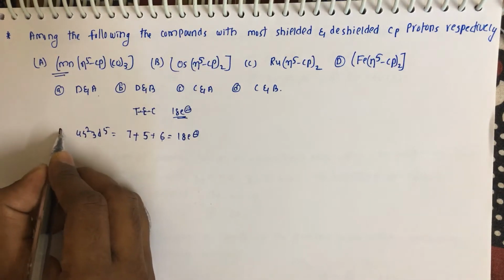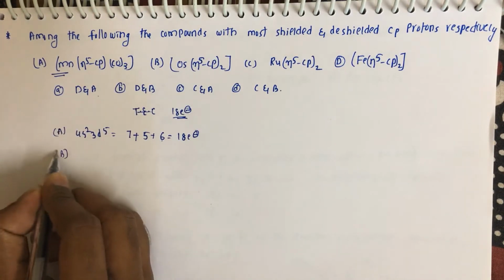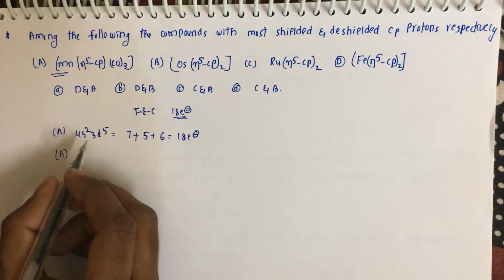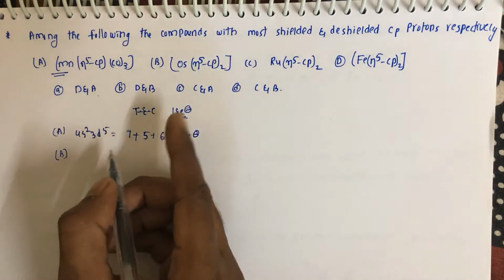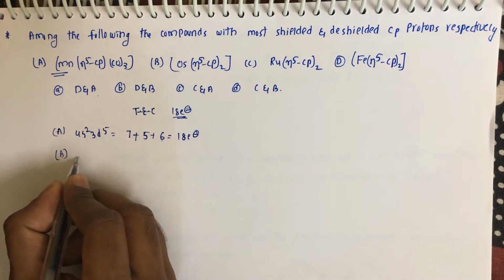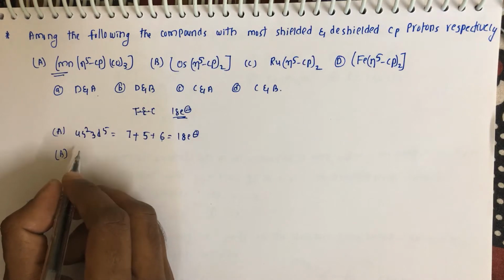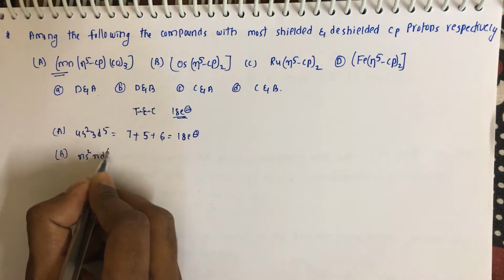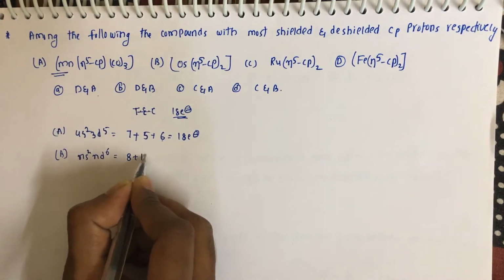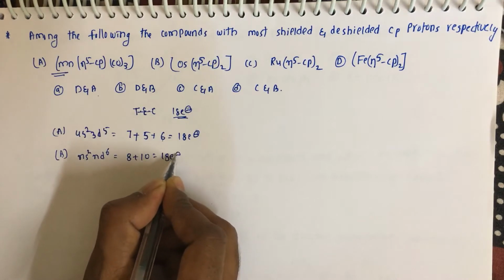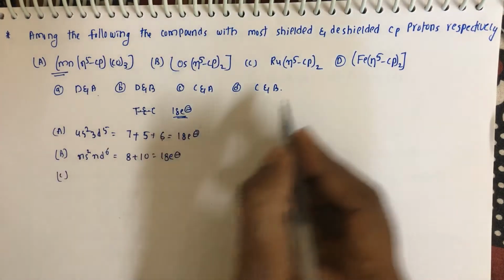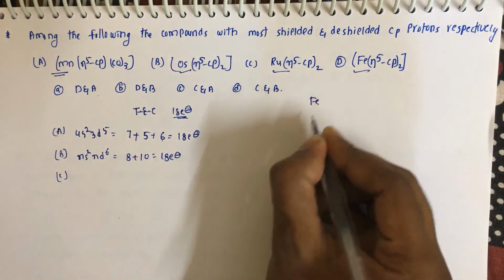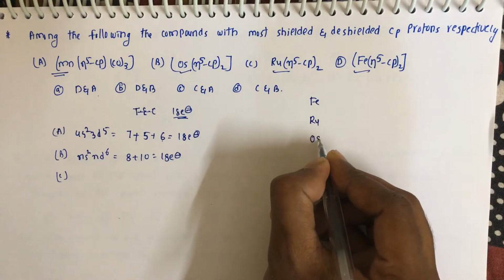Okay, this is A, and B comes under iron, ns2 nd6, 8 plus 10, this is 18 electrons. And C is also iron, ruthenium, osmium, they come under the same group.